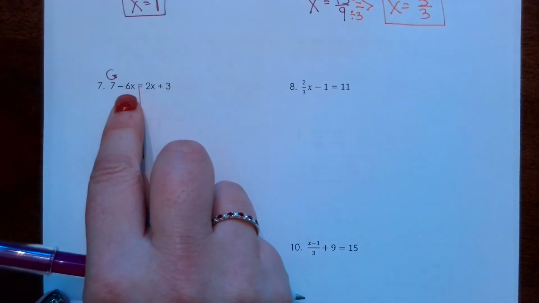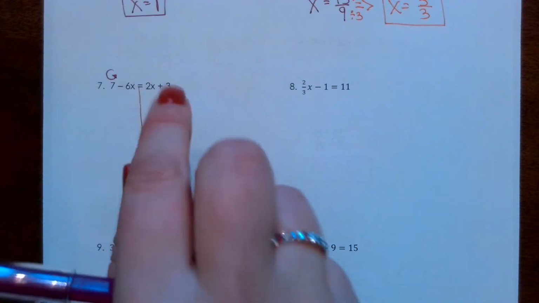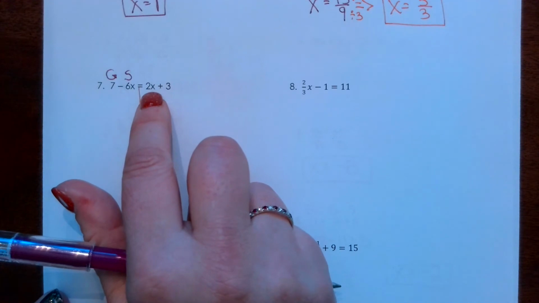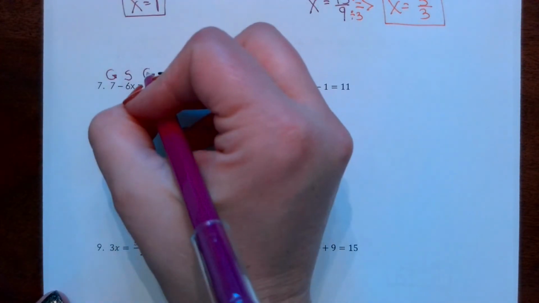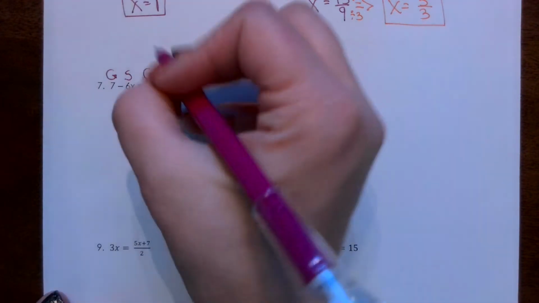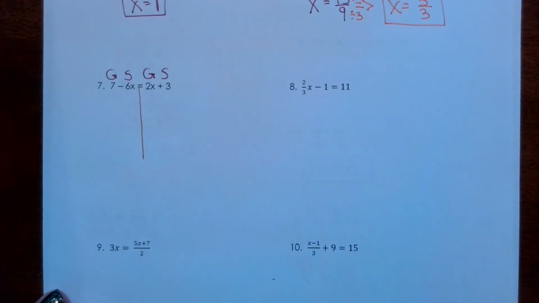Negative 6x, that is a number with a variable. I want that on the left, so it will stay. 2x, it's over here on the right. I want it on the left, so it's going to go. And plus 3, that is a constant. I want it on the right. It's going to stay on the right.